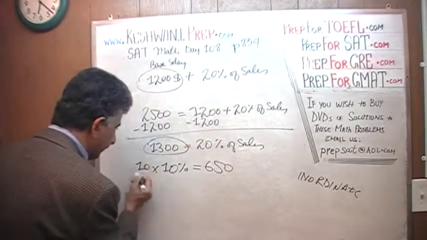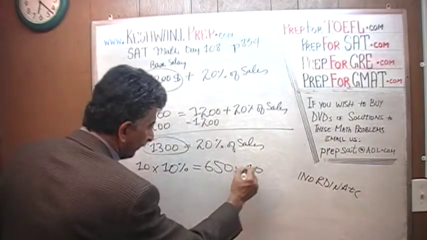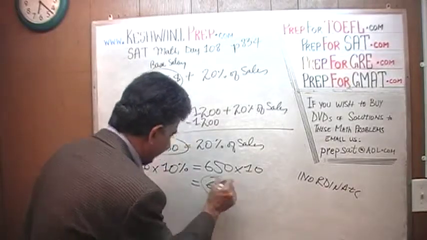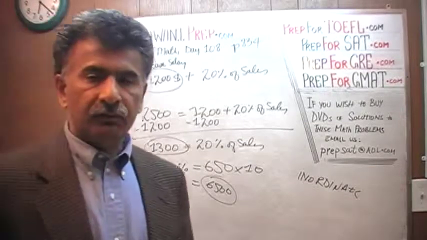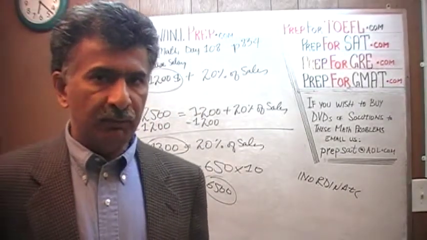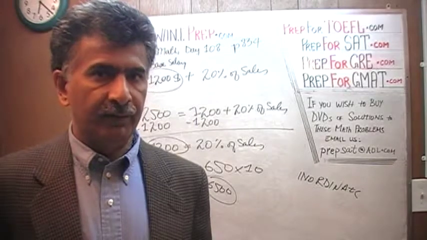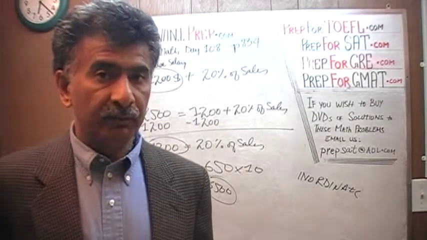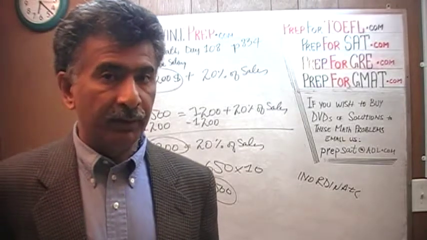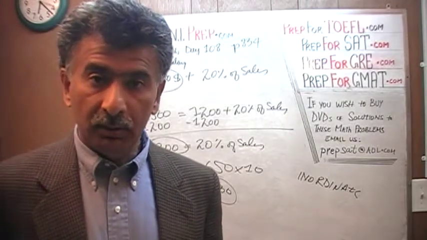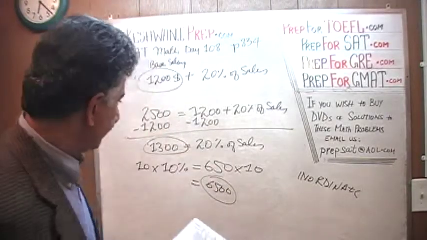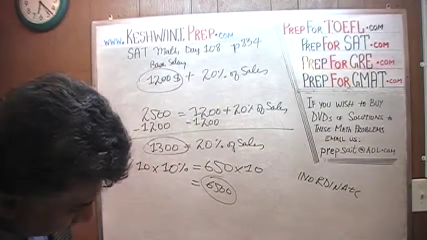100%, which is 10 times 10, must equal 10 times 650, or 6,500. His total sales must have been 6,500, because 10% of 6,500 is 650. Therefore, 20% would be 1,300. 1,300 plus his base salary of 1,200, giving him a grand total of 2,500 in gross wage. That was it. Let's go to the last one, number 14.